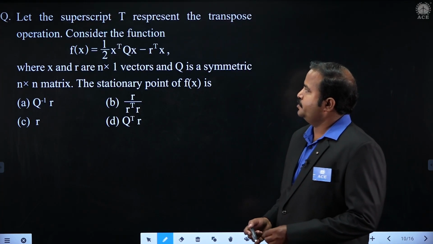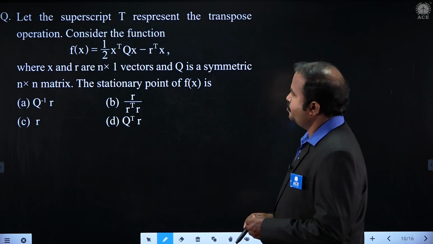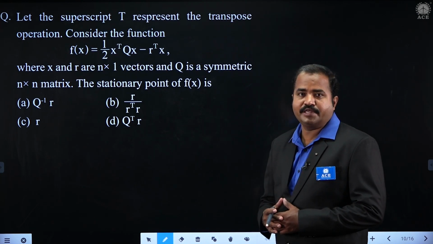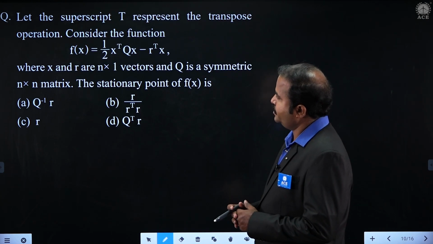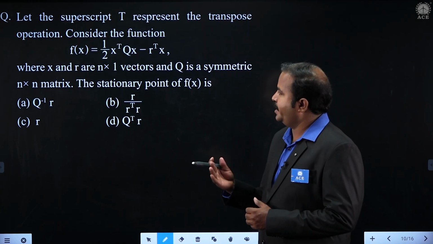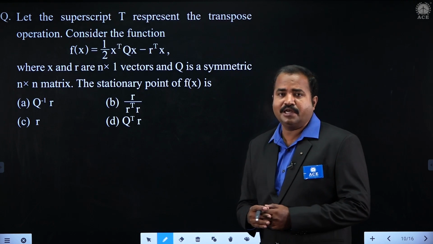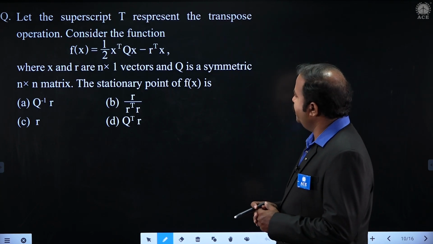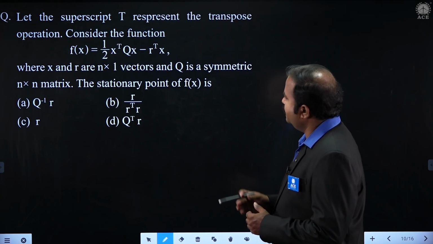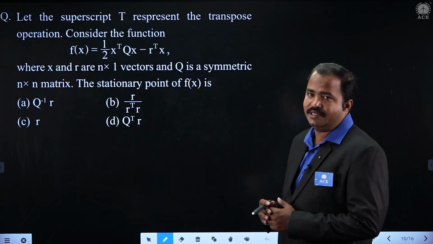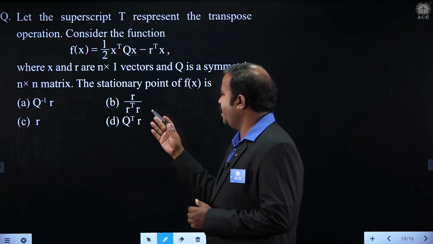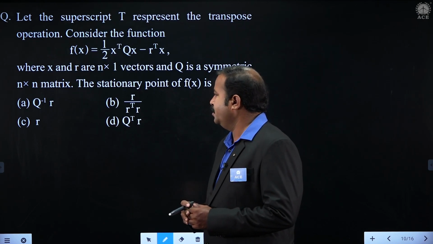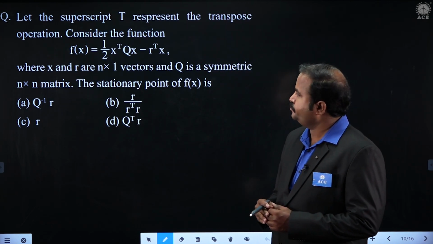Look at the question. Let the superscript t represent the transpose operation. Consider the function f of x equal to half of x transpose Qx minus r transpose x, where x and r are n by 1 vectors and Q is a symmetric matrix of order n by n. The stationary point of f of x is option A Q inverse r, option B r by r transpose r, option C r, option D Q transpose r.